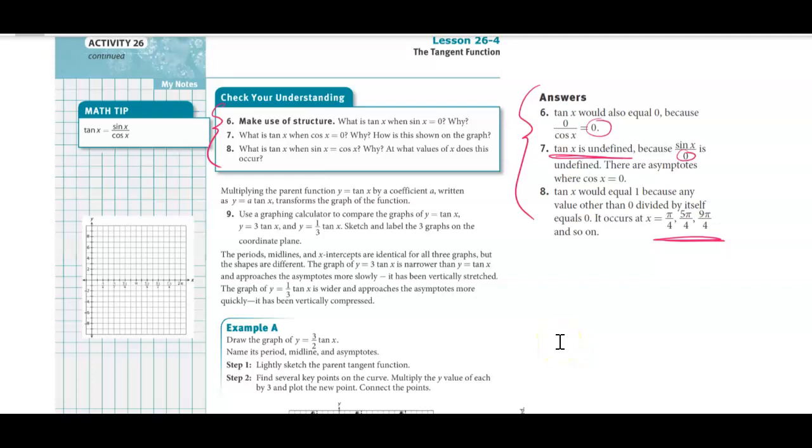So after you've tried those, hopefully you're seeing whenever sine is 0, tangent would be 0. Whenever cosine is 0, tangent's undefined. That's where your asymptotes are. Whenever sine and cosine are the same, tangent's 1. And that would happen to any of your pi over 4 family members, any of those reference angles. Or it would be -1, depending on which quadrant you were in.